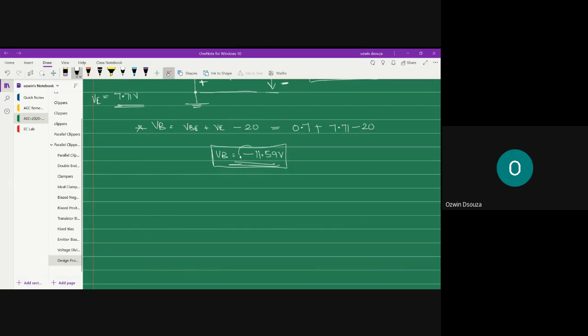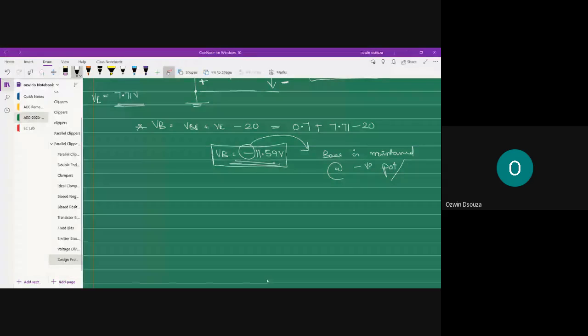So this negative sign clearly indicates that base is maintained at lower potential, at negative potential. Okay, so that is due to the insertion of external voltage. Okay, so that's your solution for the problem.